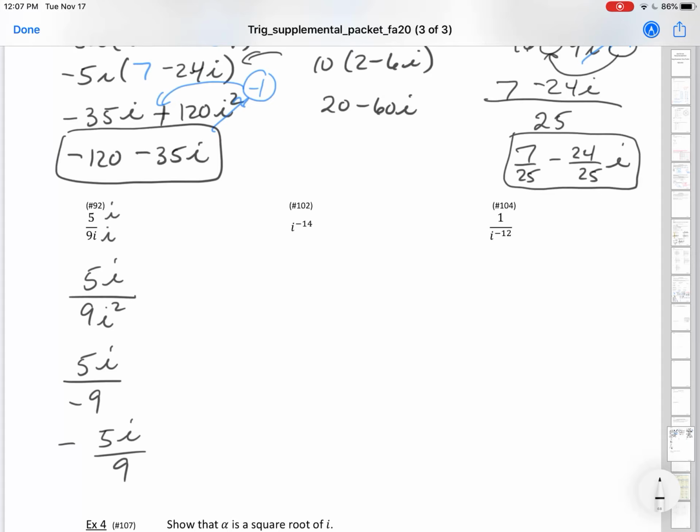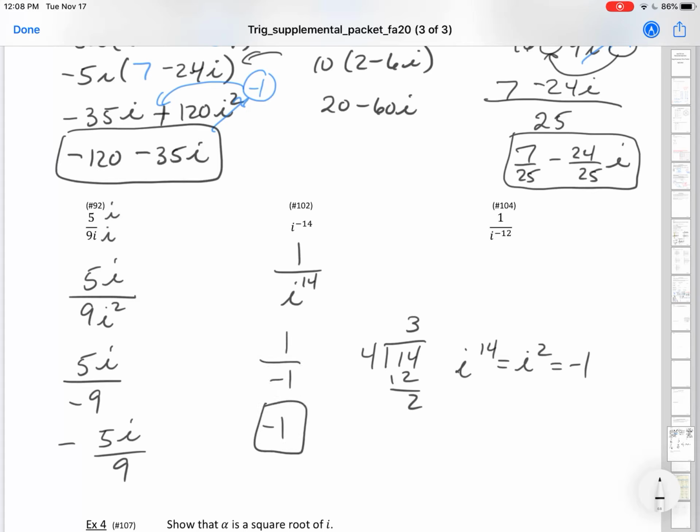i to the negative 14th power. Okay, don't stress about that. They're just using this as an opportunity to make sure you understand two things. One, what a negative exponent really does. Flips you. Two, the cycle of i. We know i repeats every 4 times, so let's figure out how many times 4 goes into 14. Goes in 3 times with 2 left over. So i to the 14th is equal to i to the second. Well, we know what i to the second is. We've been using it a bunch of times. It's negative 1. So this is 1 over negative 1, or negative 1.